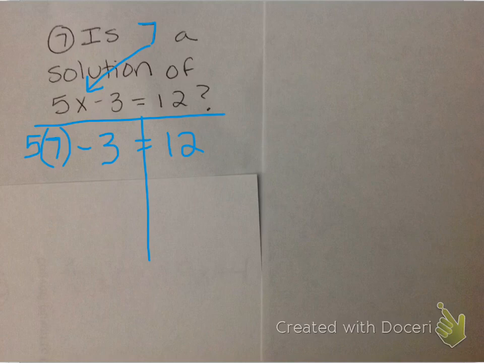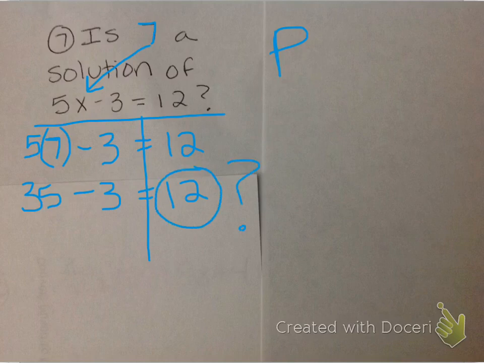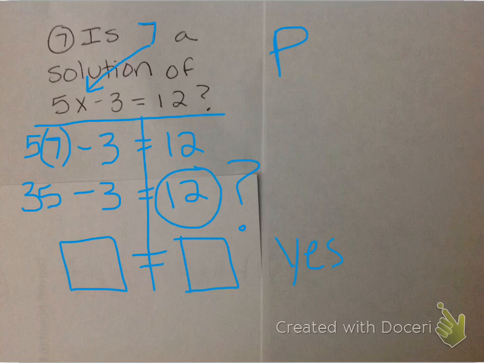So first thing, we have our PEMDAS. So we know that the P in PEMDAS is 5 times 7. Then we have minus 3. And we can't do anything about the 12 yet. 35 minus 3, is that going to give us 12 on this side? Are they going to be equal to each other? What we get here and what we get here? If they are equal, then yes, it is a solution. If they're not equal to each other, then no, it is not a solution.